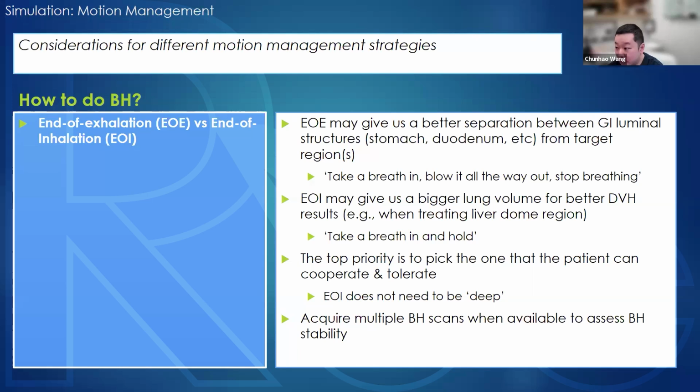For breath hold, we understand that a patient's breath hold may have some variability, right? Every time you ask the patient to do breath hold, the level could not be identical. If that needs to be considered, we can acquire multiple breath hold scans when available to assess the breath hold stability. In our clinic, we have many devices to track the breath hold, so we can minimize such breath hold variability. In some of our satellite clinics, when they don't have such a technology, we usually acquire 3 breath hold scans during the simulation, and they want to make sure the 3 breath hold levels are very close or identical.